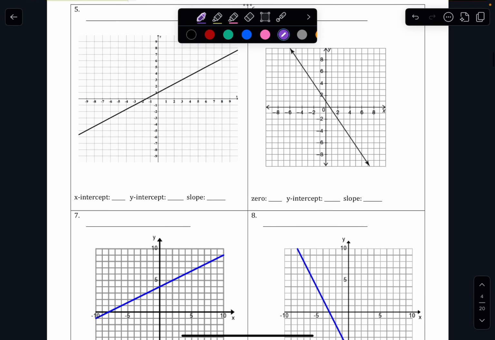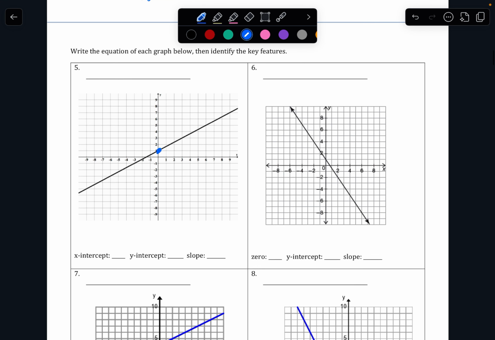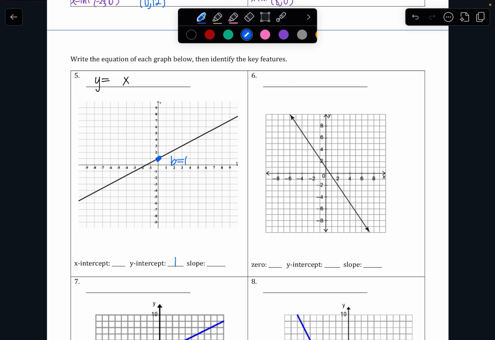Okay, these next examples, they are giving us the graph and we're writing the equation. And so I always start with the y-intercept. In the case of number 5, I see that it's 1. And so I know my equation always has a y equals, I know there's an x, and then since the y-intercept is 1, I'm going to have a plus 1 at the end of my equation. And so now I just need to figure out the slope.